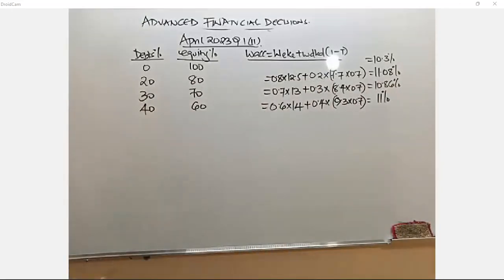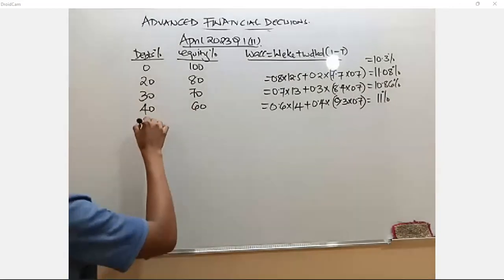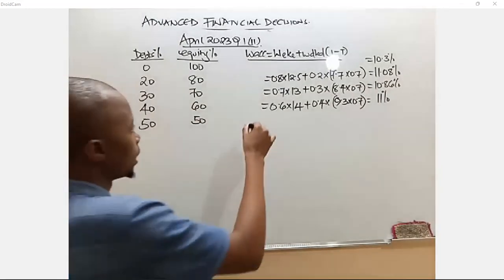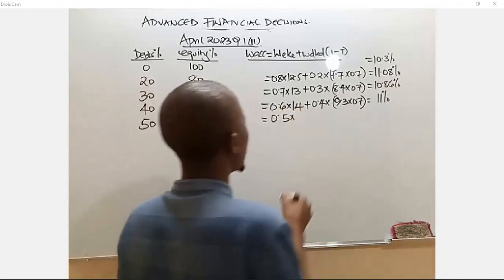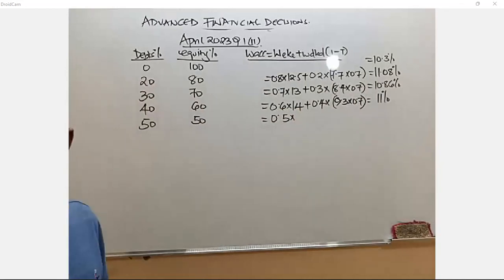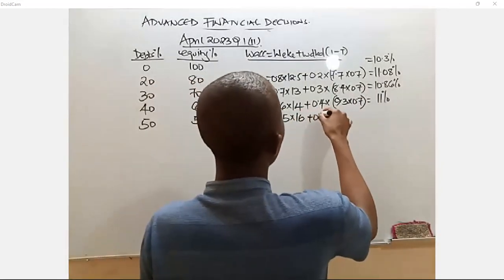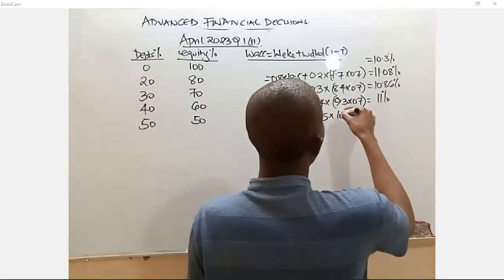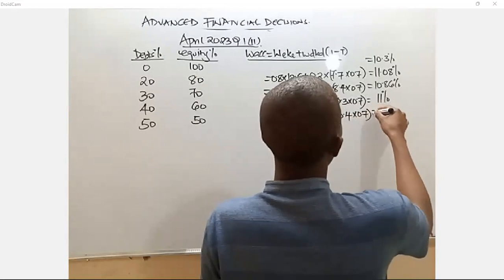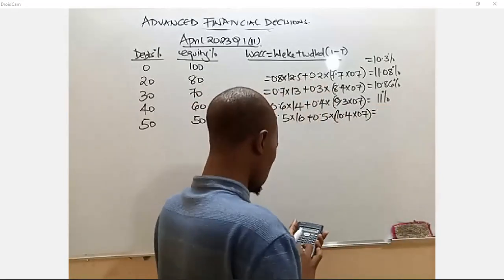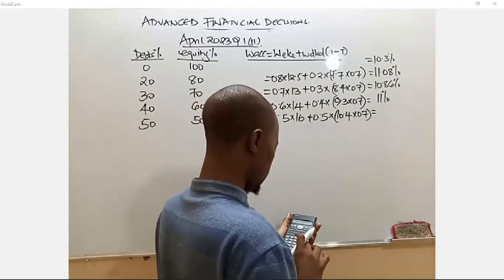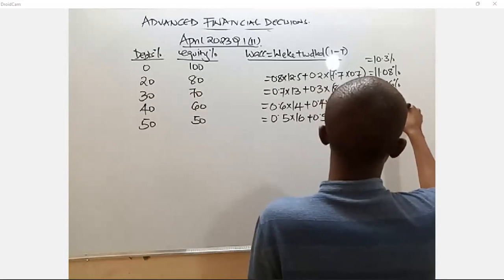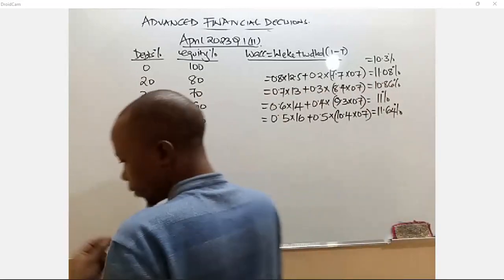The next one will be, how much? The last one will be 50. If this is 50, also this is 50, correct? Then it means here that the WACC will be 0.5 times the cost of equity, provided in the question is 16, correct? Plus 0.5 times how much? 0.5 times 10.4 times 0.7. How much is it? 10.4 times 0.7 times 0.5 plus, open your bracket, 0.5 times 16, getting around 11.64%.